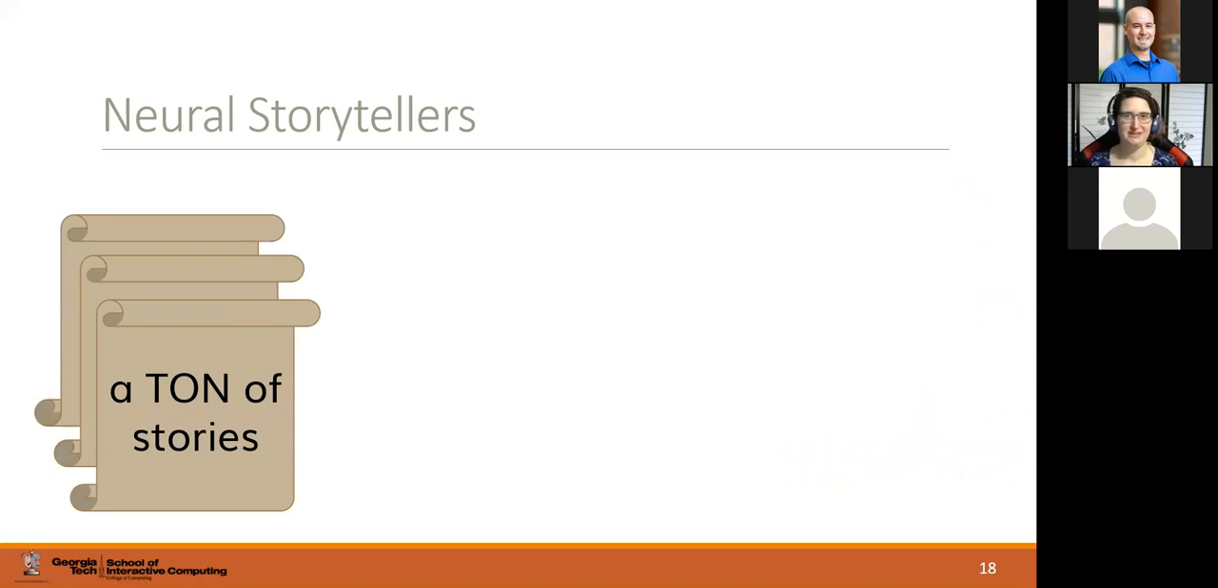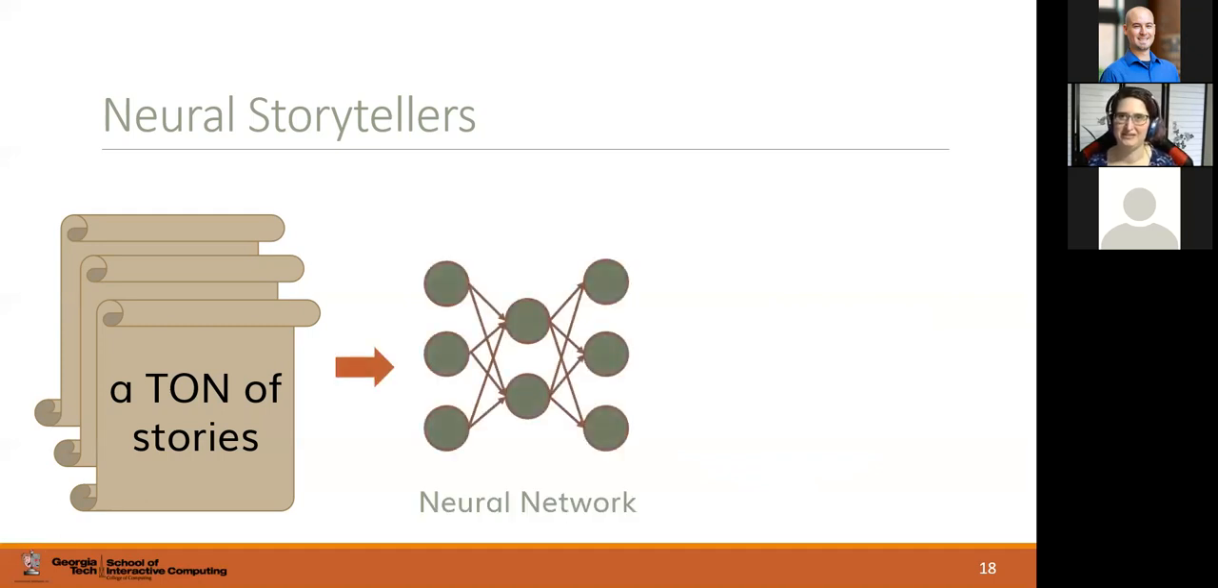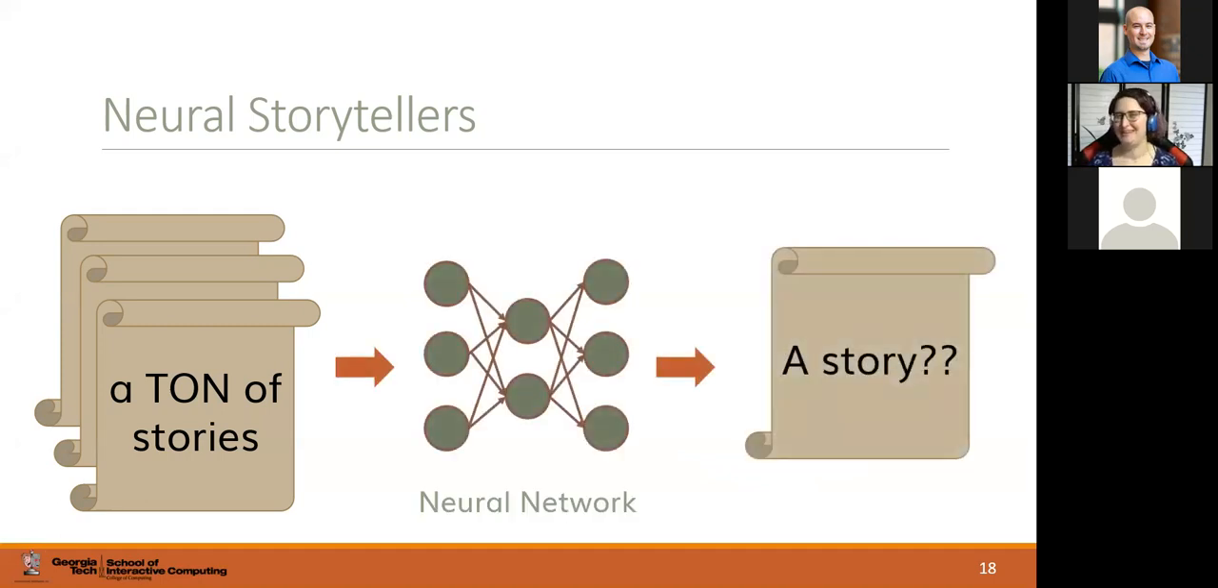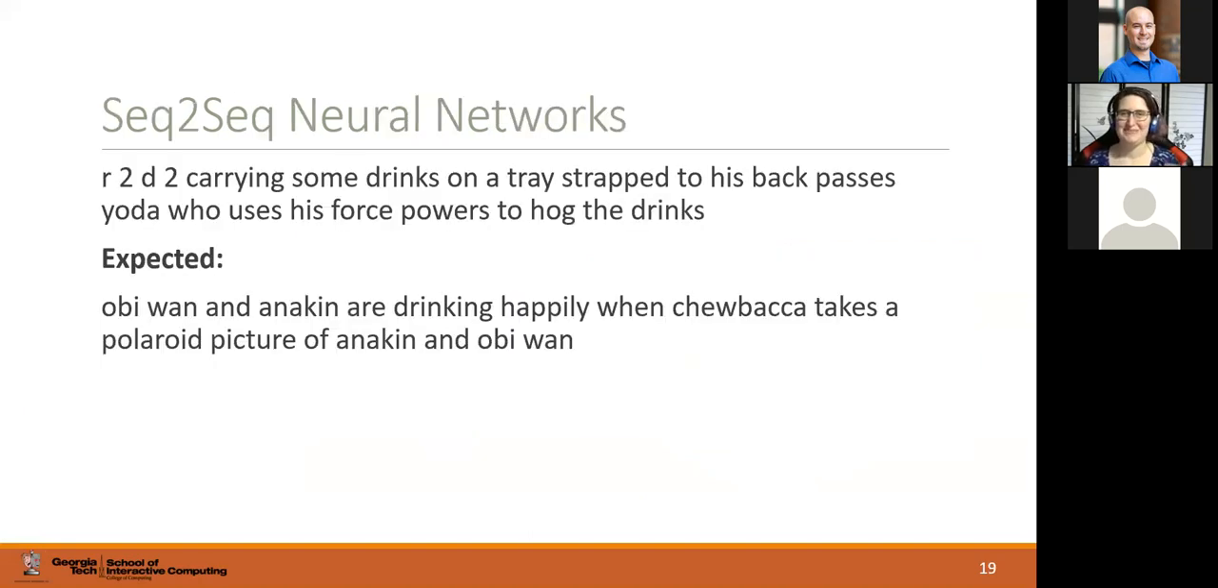And the way people have done this, including myself, is by taking a ton of stories and feeding them through a neural network to train it, and then hopefully at the end you get a story. But what this ends up looking like is, so, sequence-to-sequence neural networks, I trained this on a bunch of movie plot summaries.